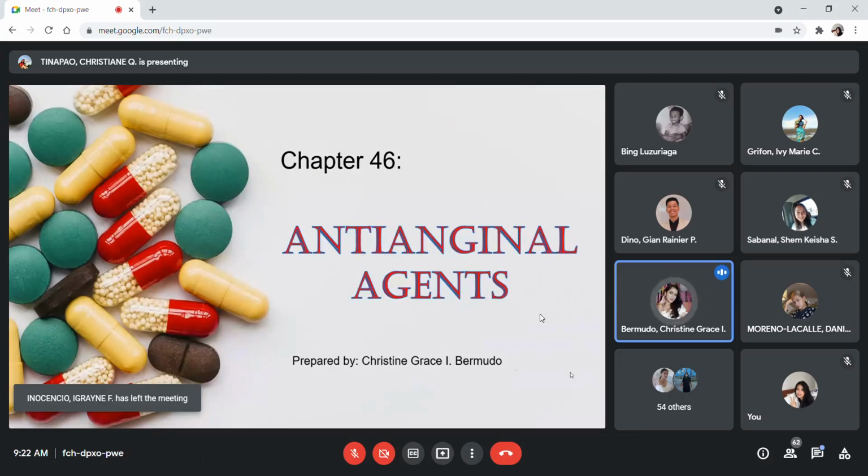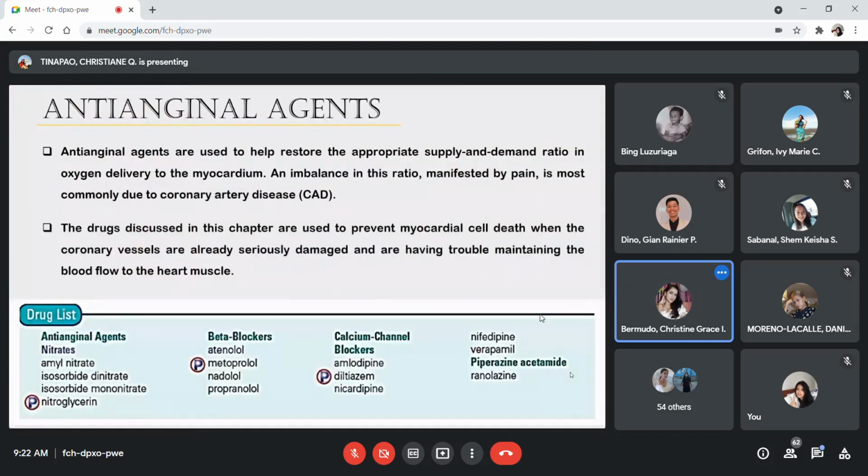So let's first define what anti-anginal agents are. Next slide, please. Okay, so anti-anginal drugs are used to help restore the proper supply and demand ratio in myocardial oxygen transport. The most prevalent cause of an imbalance in this ratio, which manifests as discomfort, is coronary artery disease or CAD. When the coronary arteries are already severely damaged and having problems maintaining the blood flow to the heart muscle, the anti-anginal drugs are utilized to prevent myocardial cell death.